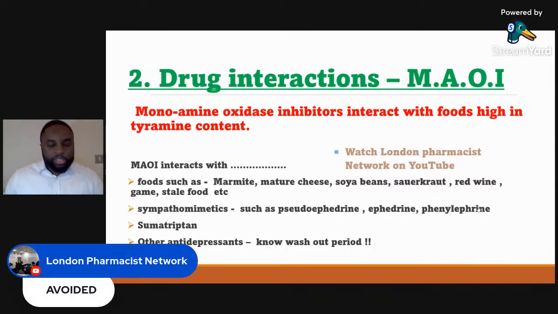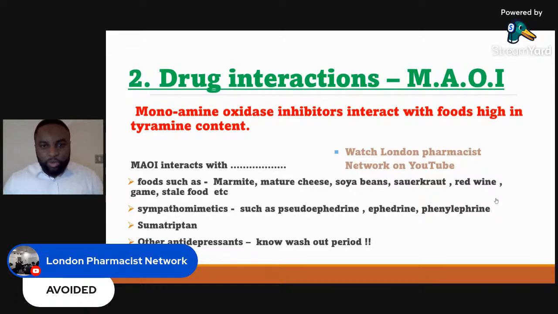The next one is sumatriptan. Sumatriptan is a drug that we can use to treat migraines. Sumatriptan also interacts with monoamine oxidase inhibitors. So we need to avoid that interaction by not giving a patient sumatriptan and monoamine oxidase inhibitors concomitantly.